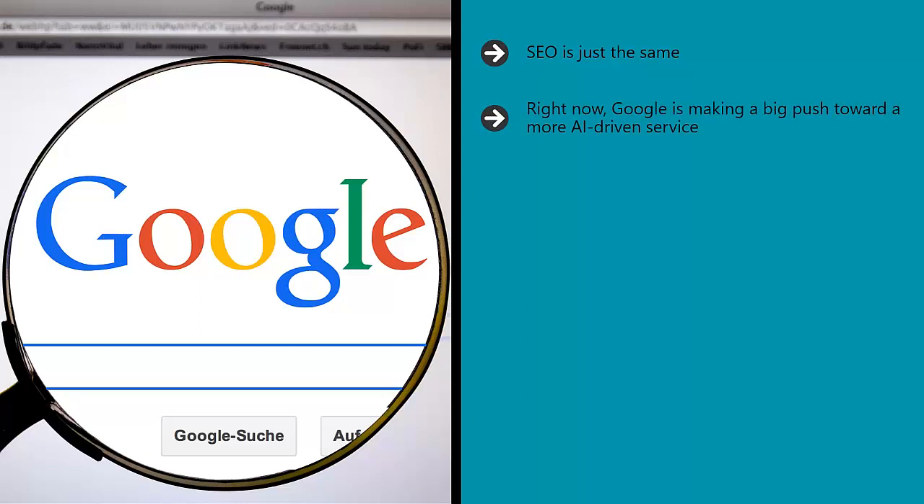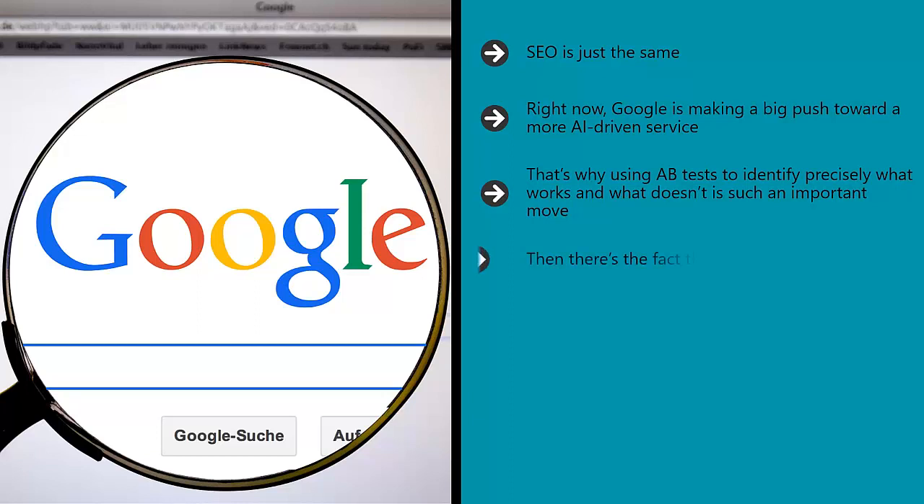It wants the user to speak to Google using natural language and to receive carefully curated responses drawn from the web. That is far more complex than simply looking for exact keyword matches, and it makes our job as SEOs that much harder. That's why using A/B tests to identify precisely what works and what doesn't is such an important move. Then there's the fact that this is so multivariate.